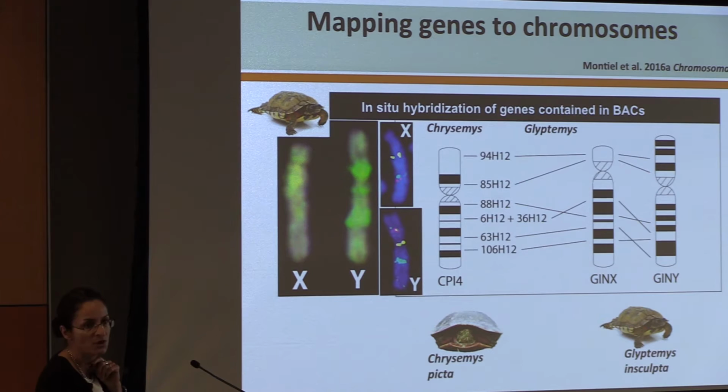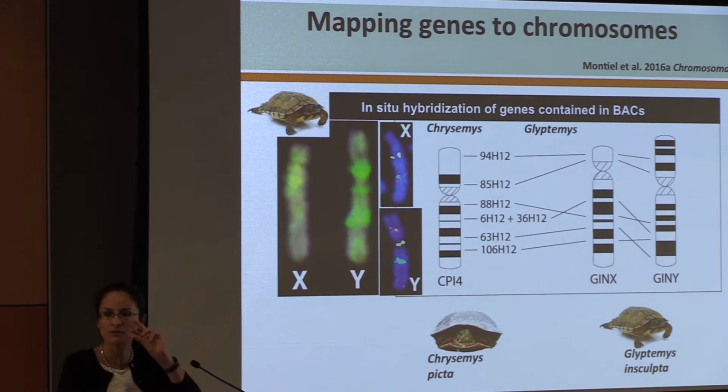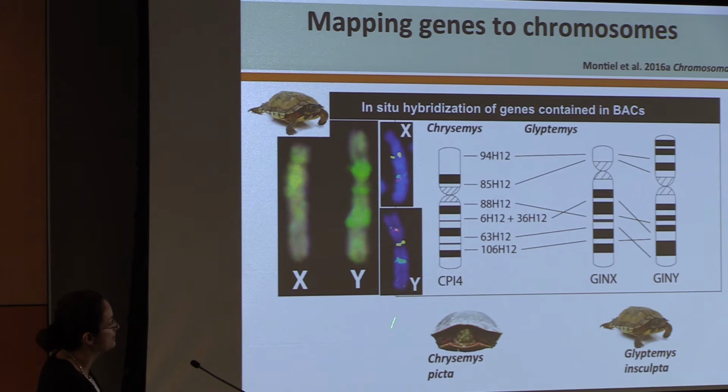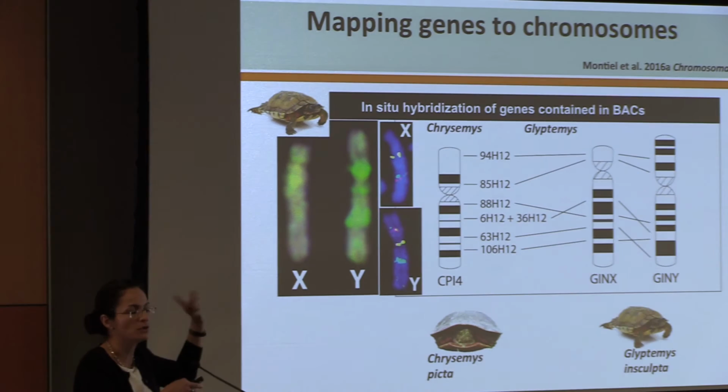But we also use BAC clones that give us higher resolution to identify inversions, for example. And in this case, by doing that, you see that these three BAC clones change relative position between the X and the Y and help us identify inversions that occur between the X and the Y of this turtle, and also between the sex chromosomes of Glyptemys and the painted turtle chromosome 4, which is homologous to the sex chromosomes of the other one. So we are using this technique also to try to figure out the location of genes from the BAC clones that contain genes involved in sex determination.